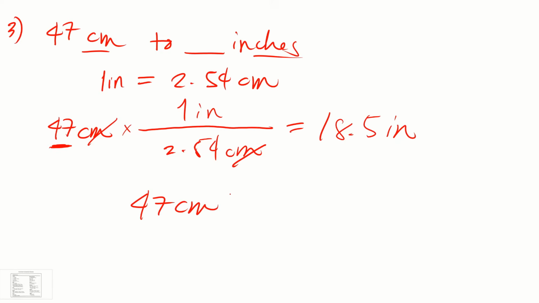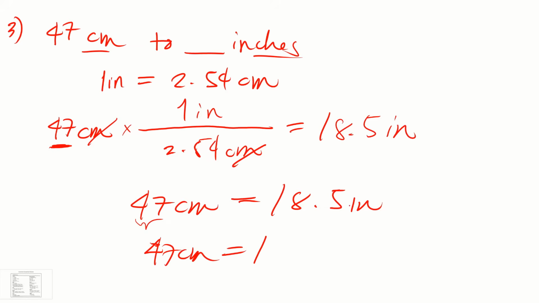Is this the exact value we got through calculation? Let me check. 47 divided by 2.54. There are other decimals that follow; I only included this much in writing. If we would like to express this in the correct number of significant figures, since there are two significant figures in our given value, then this should also have two. Since the next digit is 5, we need to round this up. So 47 cm is equal to about 19 inches.